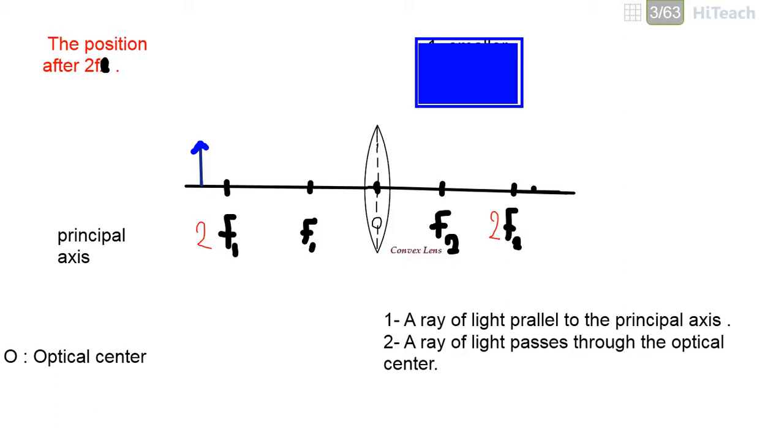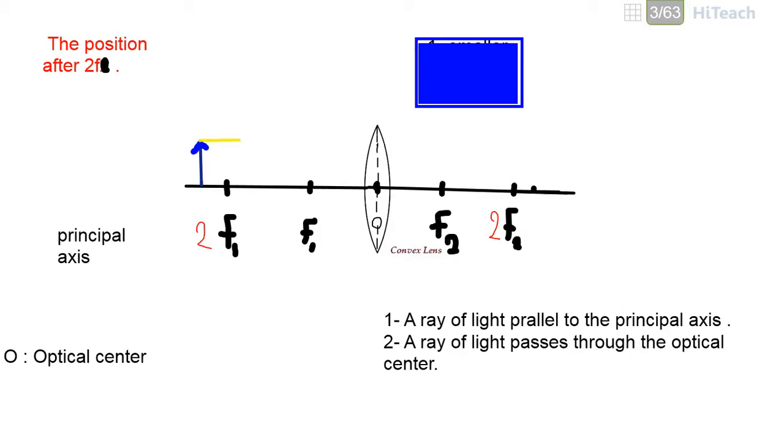Okay. Two rays are enough to draw the image. The rays that I'm going to use: first, a ray of light parallel to the principal axis; second, a ray of light that passes through the optical center. Let's start drawing these rays and how they will refract, to predict the properties of the image that will be formed. Let's start with the first one. The first ray is parallel to the principal axis.